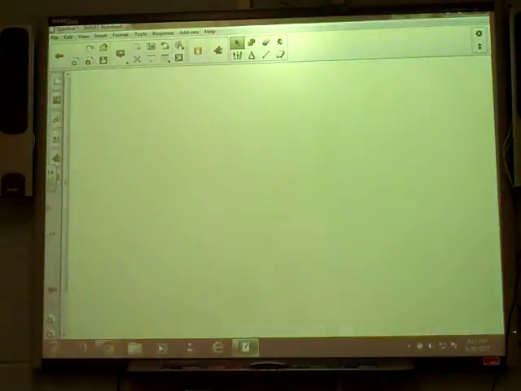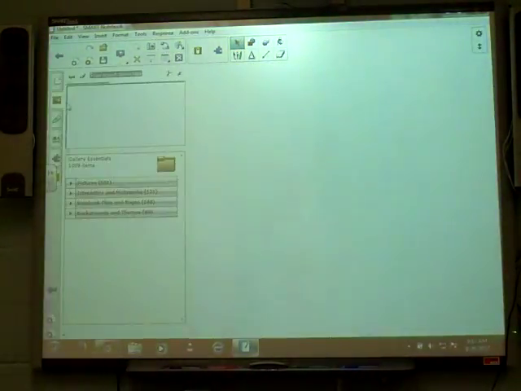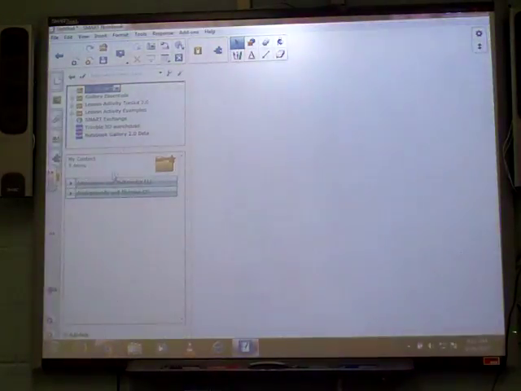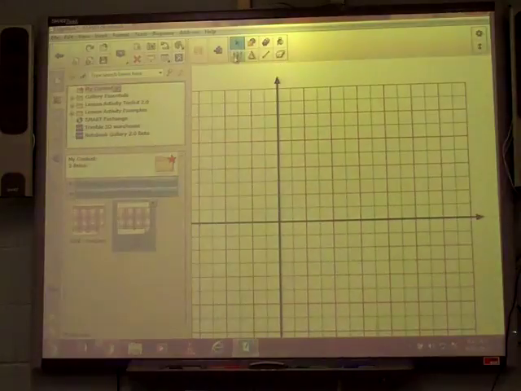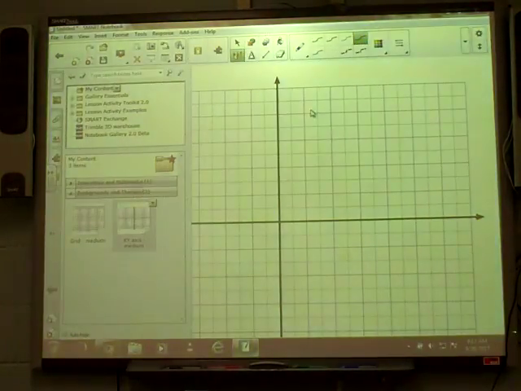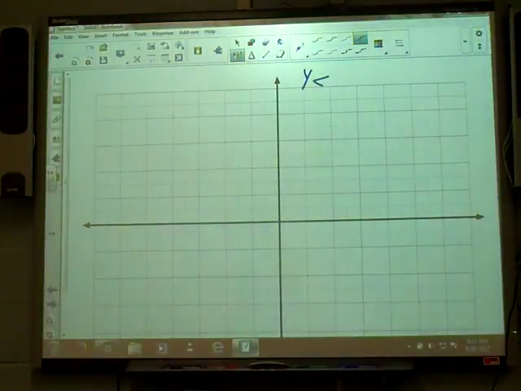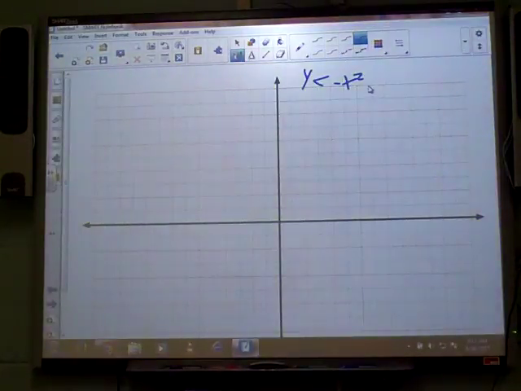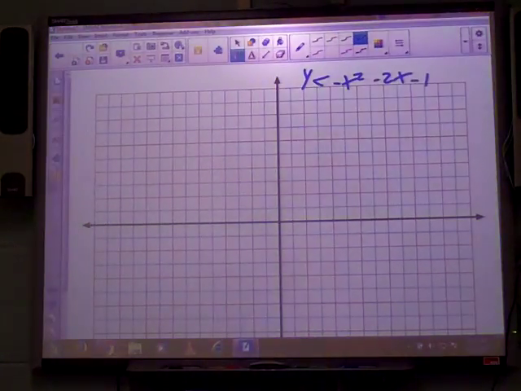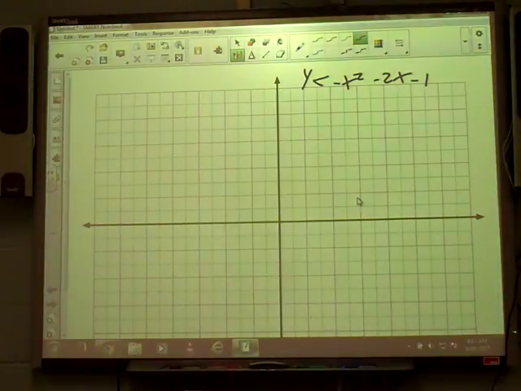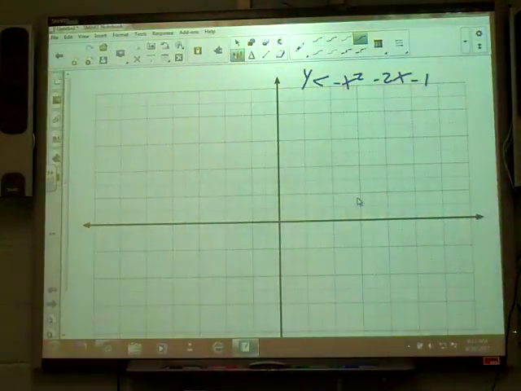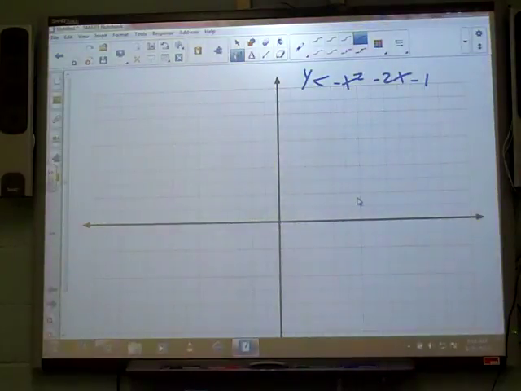Inequalities means we're going to have some shading stuff that we're looking at. Okay, so we've got here, let me grab my graph paper I want to use. This first one we're going to look at says y is less than negative x squared minus 2x minus 1. Okay, the directions for this just say to graph. Our directions are going to change throughout this lesson. In a little bit they're going to say solve, but for now just graph.